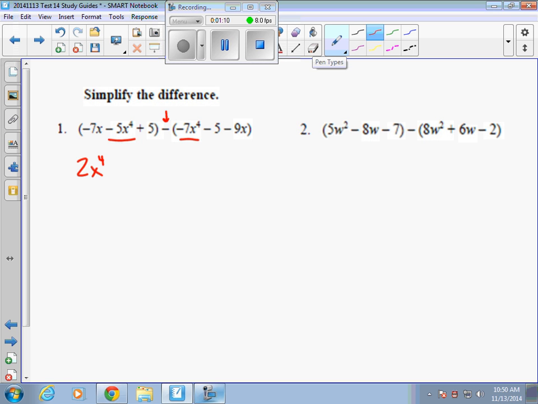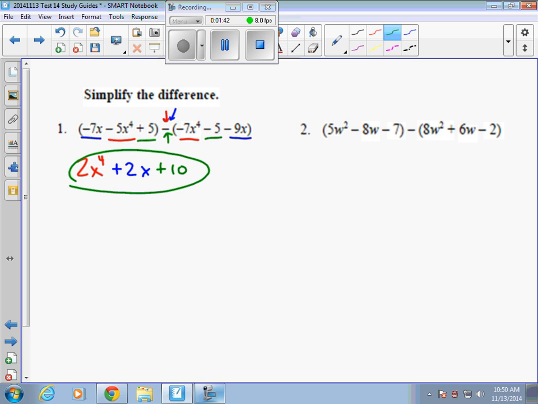The next degree is x to the first power. Notice there's no x to the thirds or x squareds. So negative 7x, again minus negative 9x. Minus a negative means plus again. So negative 7 plus 9 is positive, that's why you put a plus there, 2x to the first power. And then the constant terms come last. 5 minus again, negative 5. 5 minus a negative 5 means 5 plus 5, which is positive 10. So there's your first polynomial, 2x to the fourth plus 2x plus 10.